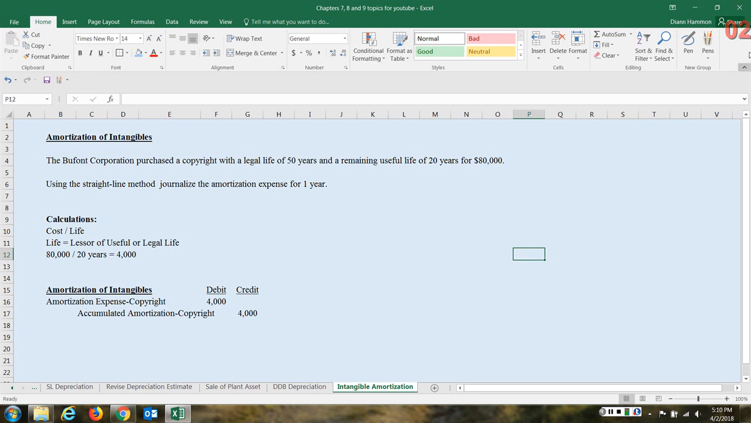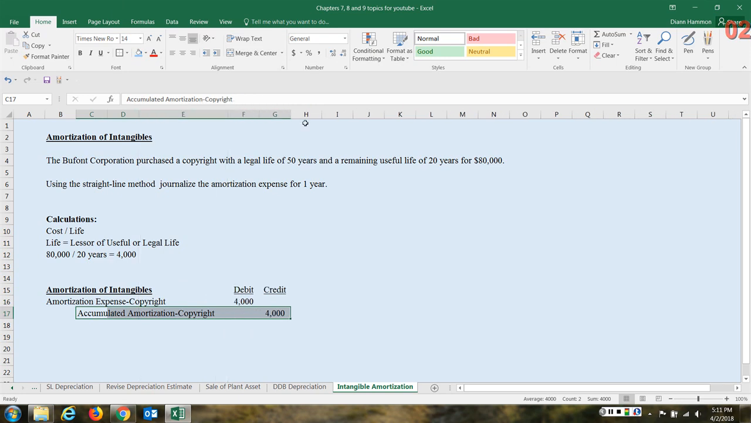So then to make the journal entry, we prepare the journal entry by debiting the amortization expense. It goes to the income statement just like all other expenses. We'll debit that amount, and then we will have this accumulated amortization account for the copyright. We will credit that account. So we debit and credit just like with depreciation, only we call it amortization.